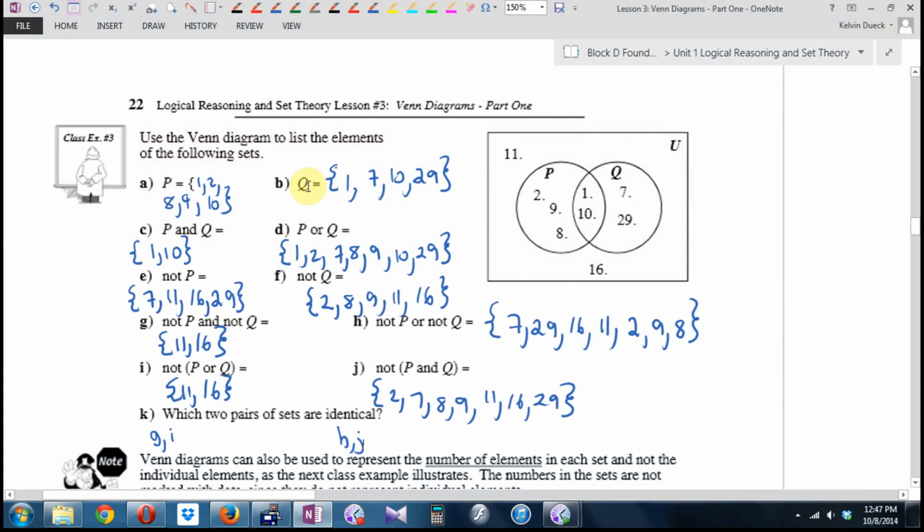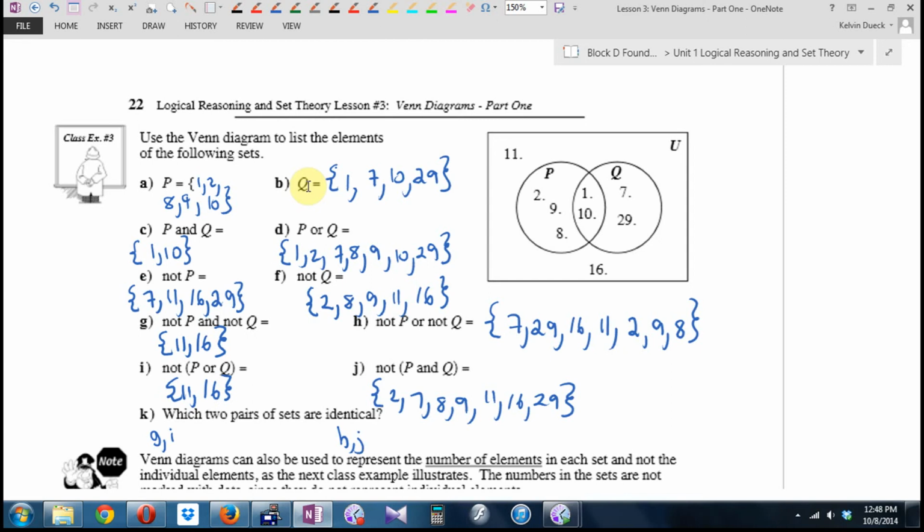A, I just listed them. 1, 2, 8, 9, 10. Yes? B, set Q, I went 1, 7, 10, 29. All right. C, I was fine on. And that's the overlap, 1 and 10. D, I was fine on. That's one or the other or both. And I put them in numerical order, although you don't have to. So I said, okay, there's a 1, a 2, a 7, an 8, a 9, a 10, and a 29.